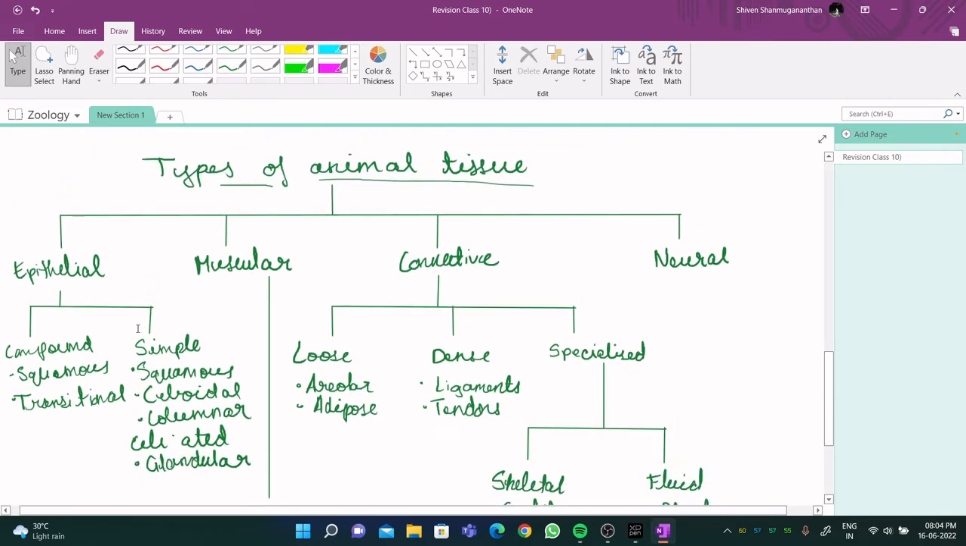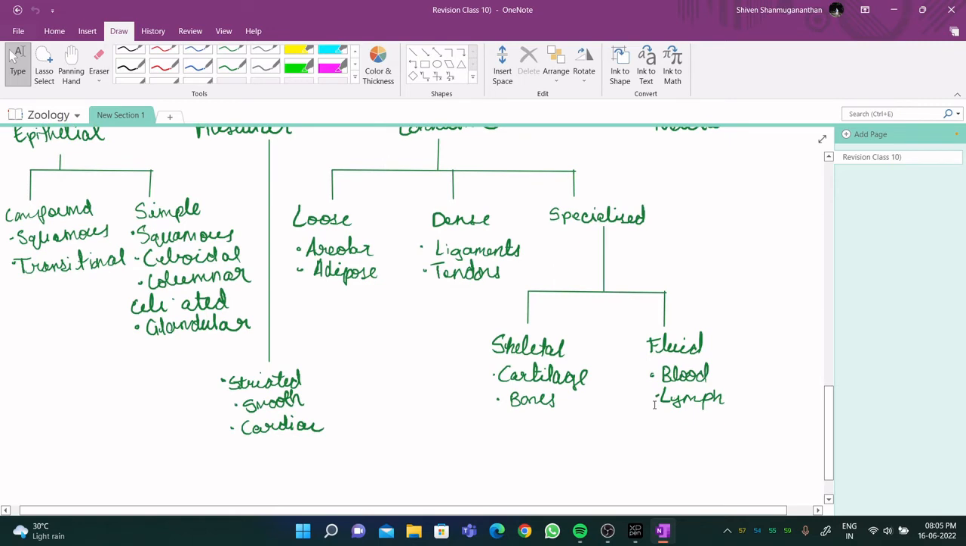Then we have the connective tissue. Connective tissue is classified into three different types. First is the loose. These are usually soft or are not bound together. These are the areolar tissue and the adipose tissue. Then we have the dense tissue, the ligaments and the tendons, which are present between bones and muscles. Then we have the specialized tissue, which is of skeletal and the fluid type. Skeletal type, we have cartilage and bones, and fluid type, we have blood and lymph.